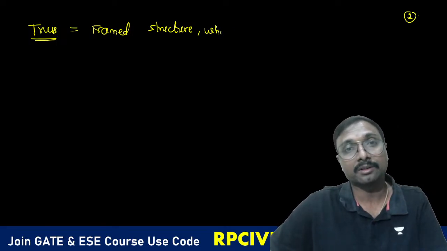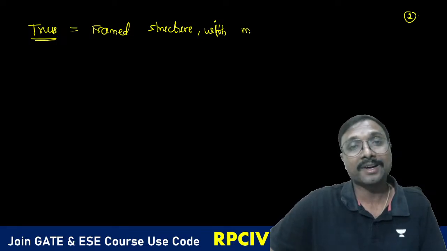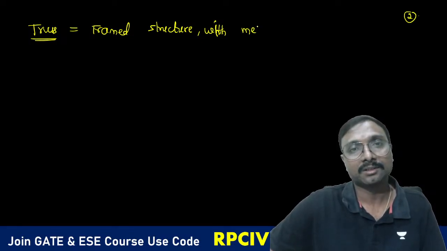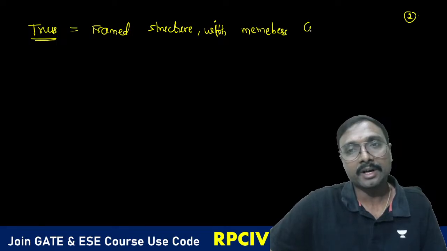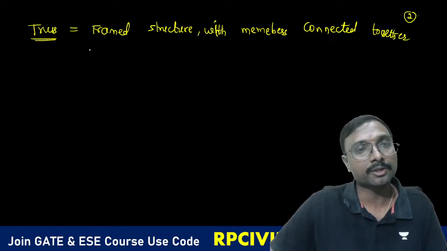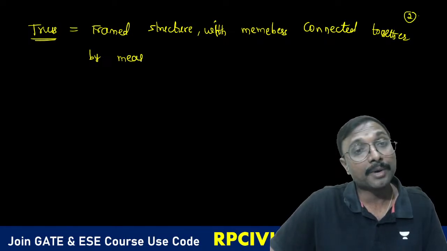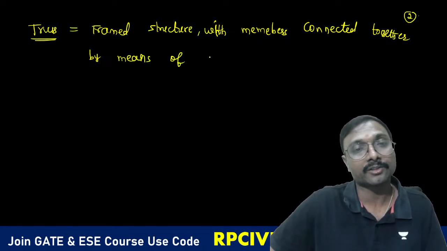With members connected together by means of which joints, if you just observe? Connected together by means of what? By means of pin joints, right?